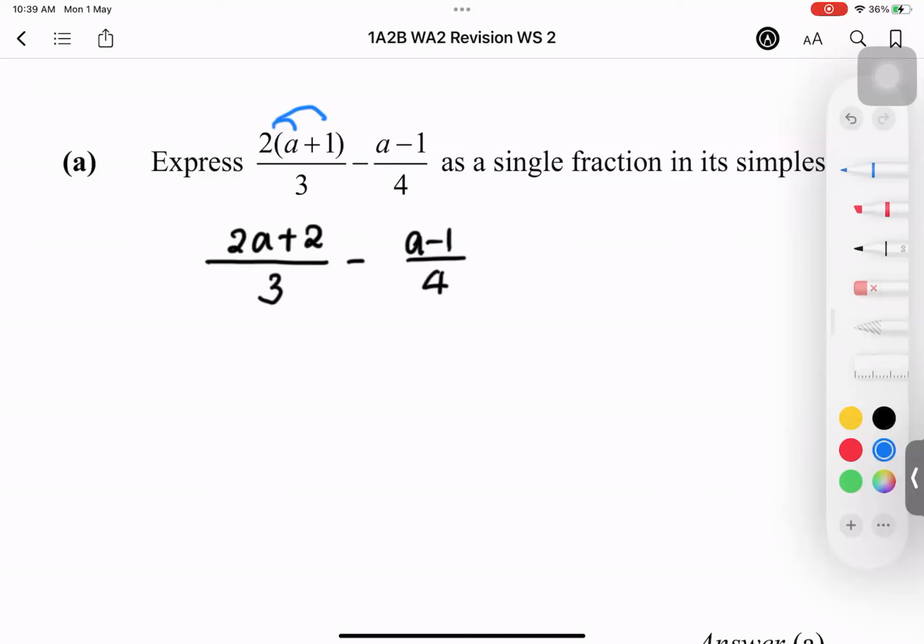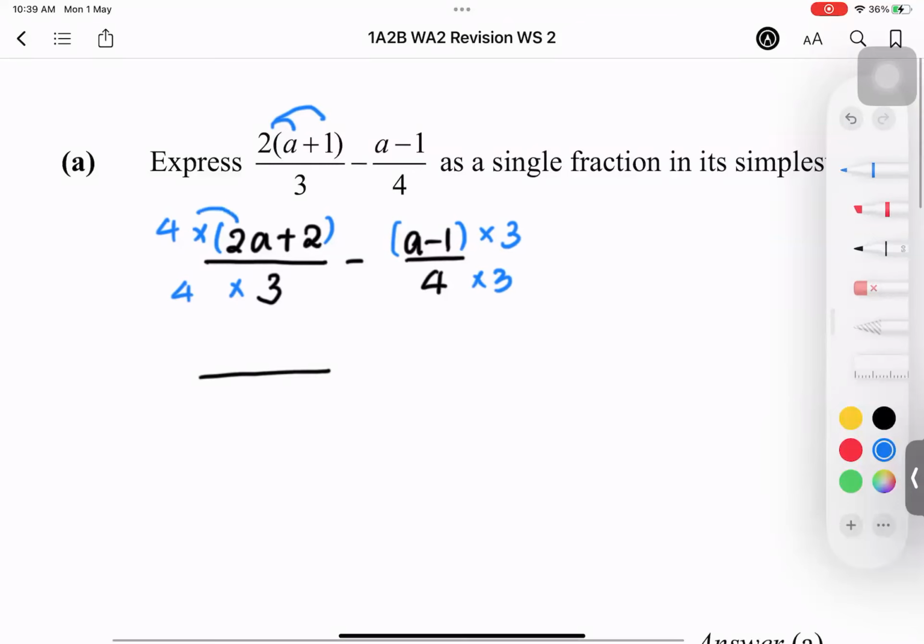Next one, Khalif. How do I make them the same denominator? What do I need to multiply on this side? 4. Okay, 4. Then the other side, times 3. Very good, times 3. So what we are going to do now, we're going to expand our numerator. 4 times 2, both must multiply. Both need to multiply.